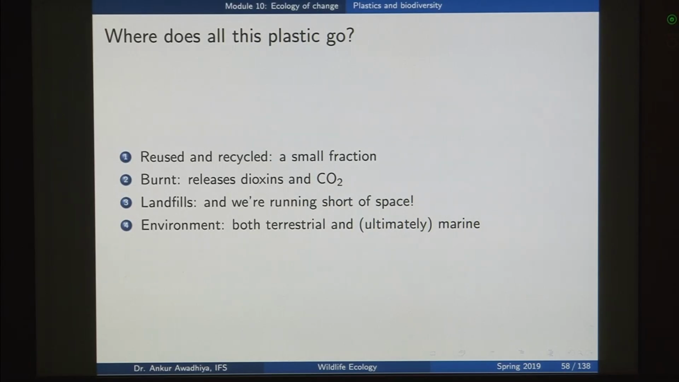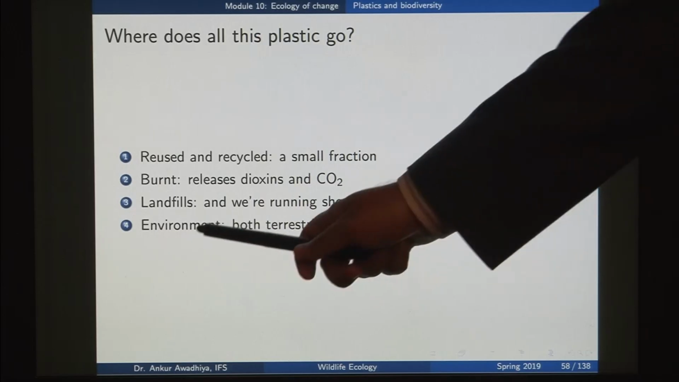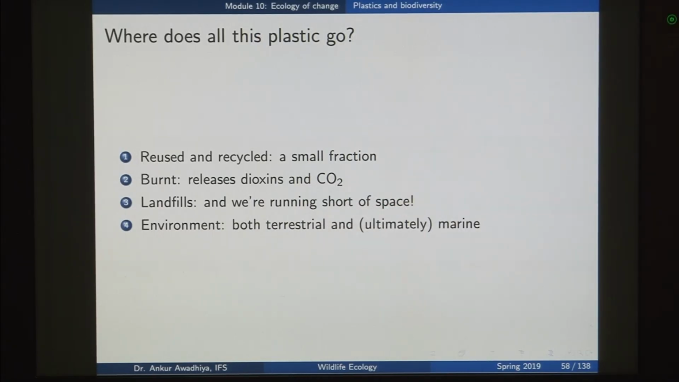Or if you are not able to burn these plastics, if you are not able to reuse and recycle them, if you are not putting them into a landfill, or even if you are putting them into a landfill and there is some rain and some amount of these plastics get washed down, ultimately they reach the environment. When they reach the environment, they reach the terrestrial environment and also the marine environment.